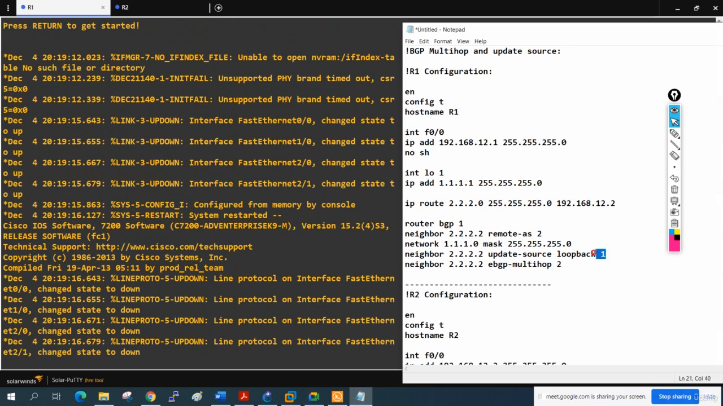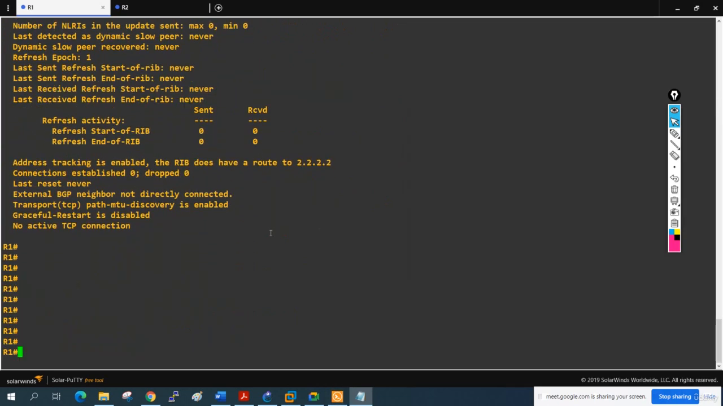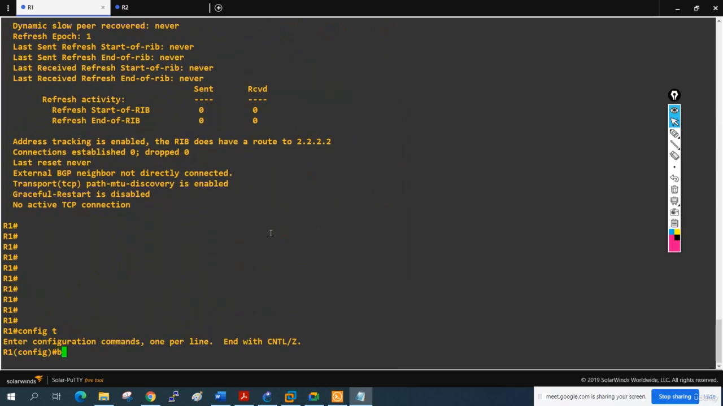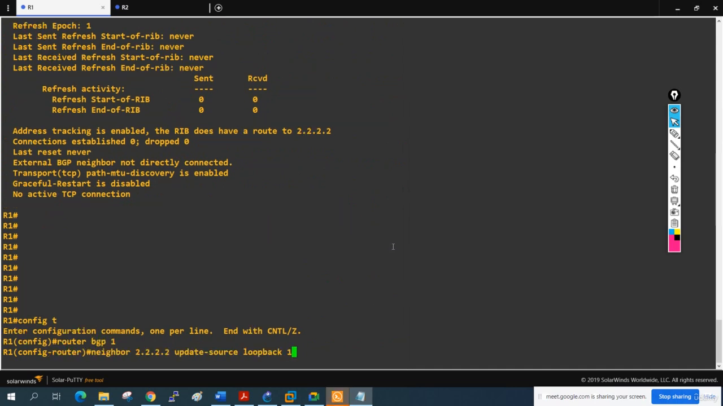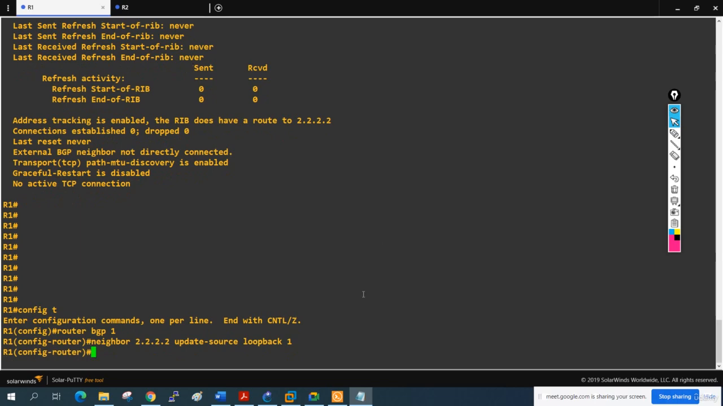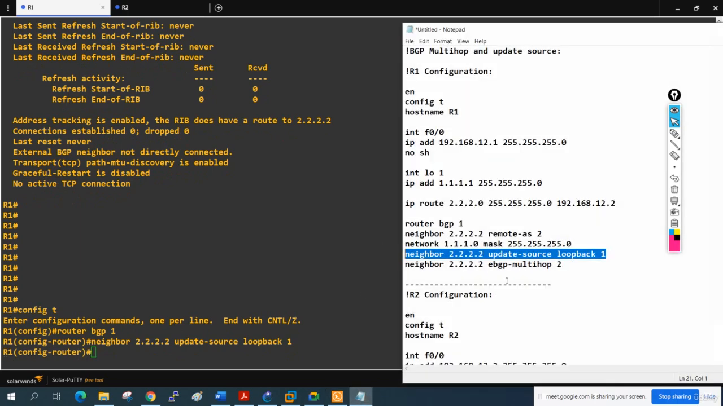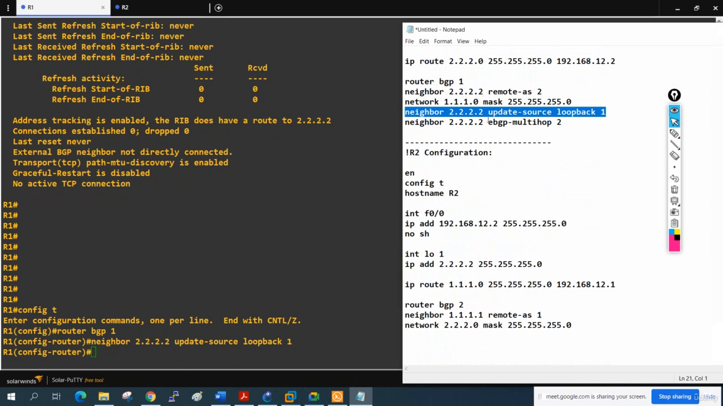So now what I will do, I will put this one. Okay, first I will put this one command. I will go here in the configuration, then I will write router BGP1 and I will put this command. Same thing for the other configuration we need to do here also. So I will copy this command, paste here, and here we will write this one as 1.1.1.